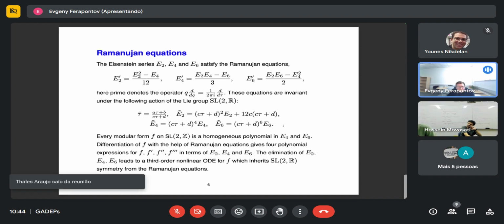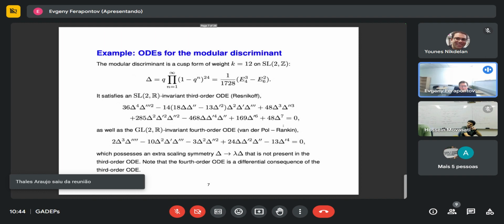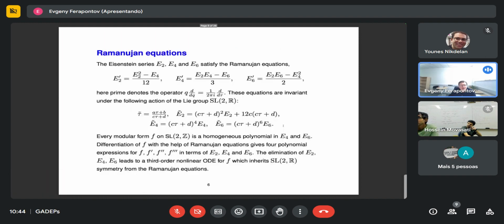Okay. And by the way, if from these equations we eliminate E4 and E6, it's easy to do, then you'll get the so-called Chazy equation for E2, right? A very simple third-order ODE for E2, and it was well known to possess SL2R symmetry, right? Okay.